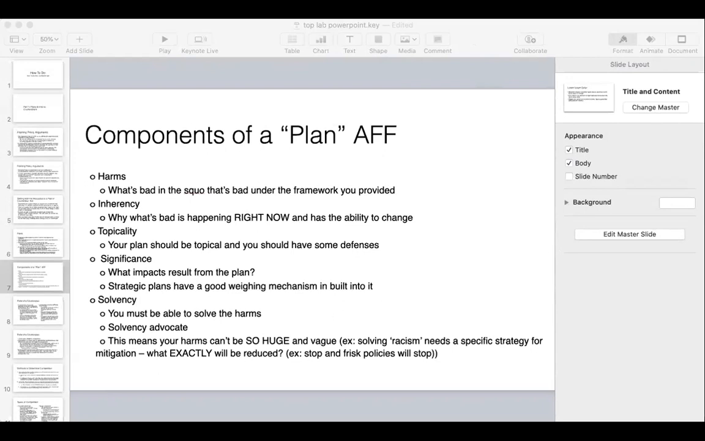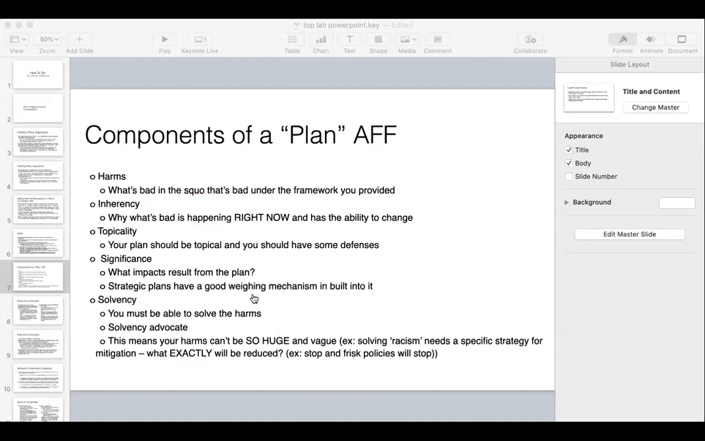Is there anything anyone wants to add or any questions? Wait, I'm still confused what you mean by solvency advocate. Because right below it says that means your harms can't be so huge. So they're just saying that the harms that your plan is trying to solve have to be solvable.